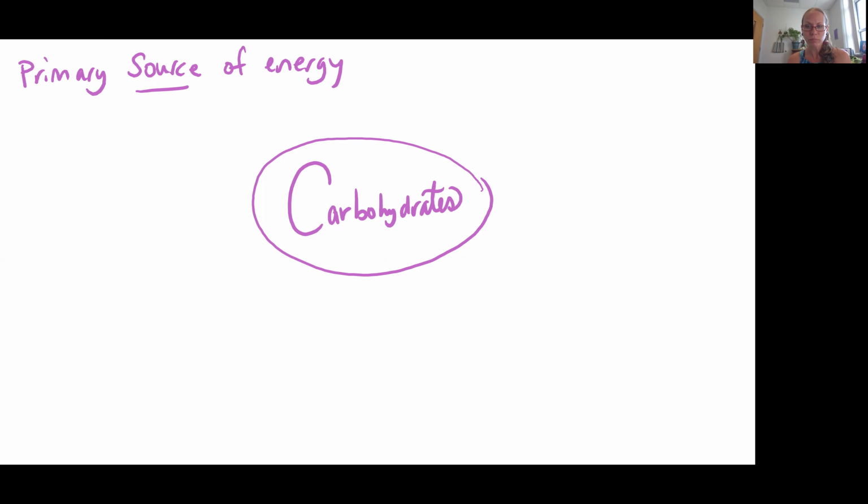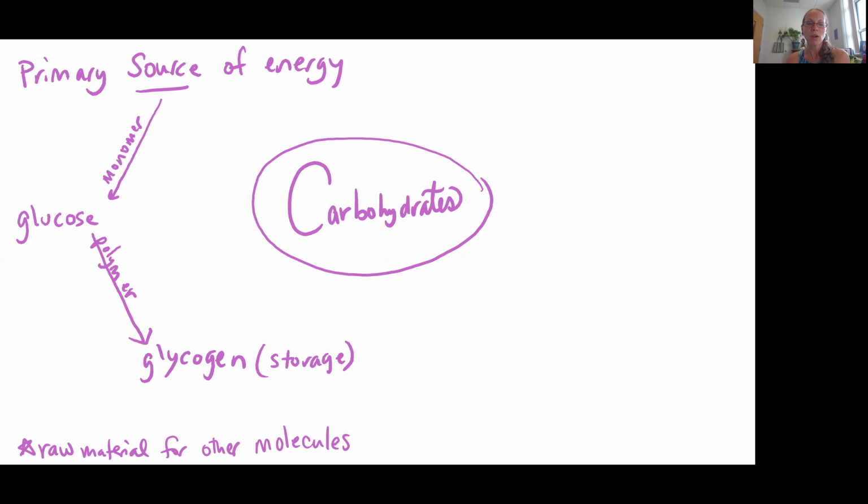The carbohydrates monomer is a simple sugar. One example of that would be glucose. And glucose then is the type of sugar that most cells like to use in order to make energy. Glucose can be stored as a polymer called glycogen. So this is going to be true for animal cells. So in our bodies and other animals, glucose is the primary source of energy.